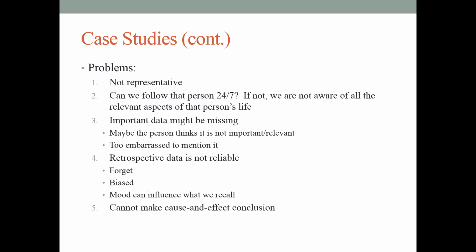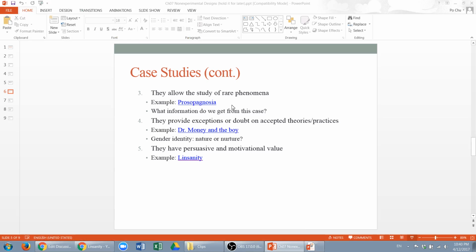So, number five, we cannot make a cause and effect conclusion. This is kind of like a correlation. And finally, when we report case studies, usually it's from one person's perspective, and that person can be biased too. All right. Okay, so this is about case studies.